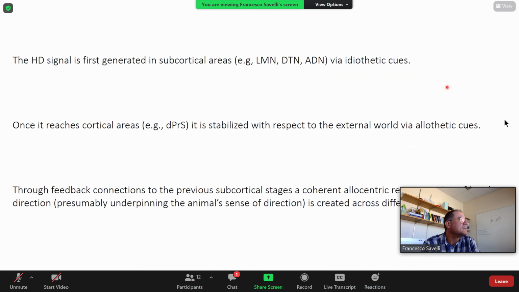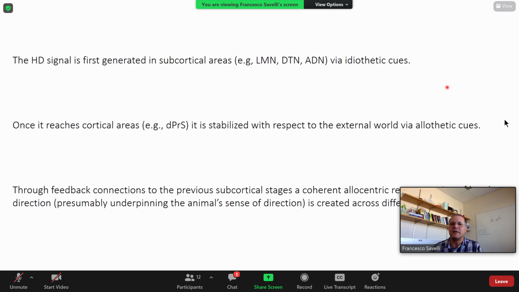So basically, to recapitulate, this head direction signal is first generated in subcortical areas, and then moves via idiothetic cues. Then it reaches these cortical areas like the postsubiculum, where somehow the orientation, the head direction represented by these head direction cells, is stabilized relative to external landmarks. So that's the job of the cortical areas. Somehow the cortical areas take this signal that is only produced by path integration from the subcortical areas.